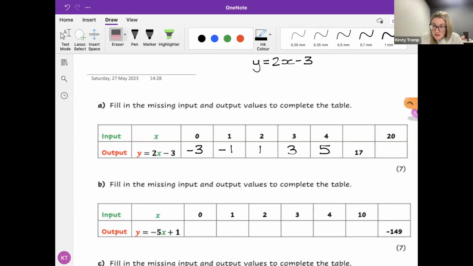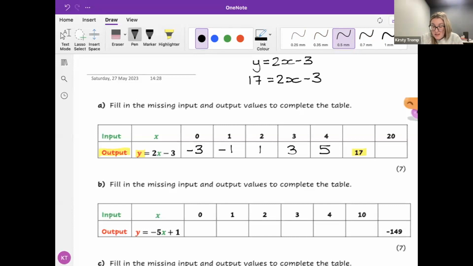So instead of giving me the values on the top, the inputs, they've given me the outputs. And what do we know about the outputs? The outputs are equal to the y value. So instead of seeing the y value, I'm going to say 17 is equal to 2 times by x minus 3. So instead of them giving me the input value, now they gave me the output value.